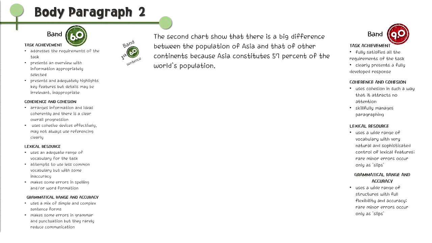The second chart shows that there is a big difference between the population of Asia and that of other continents because Asia constitutes 57% of the world's population. Moving on to the second paragraph, the first sentence used the word show. It should be with S, as the subject is singular. Here, we should be careful with our grammatical mistakes.